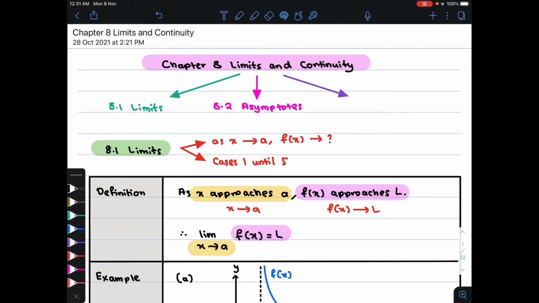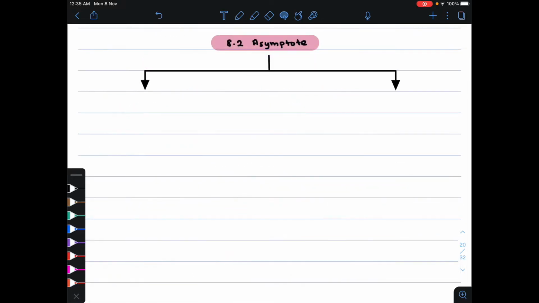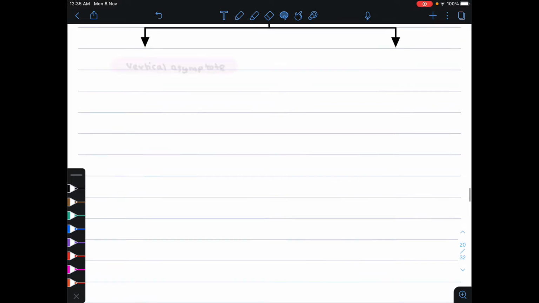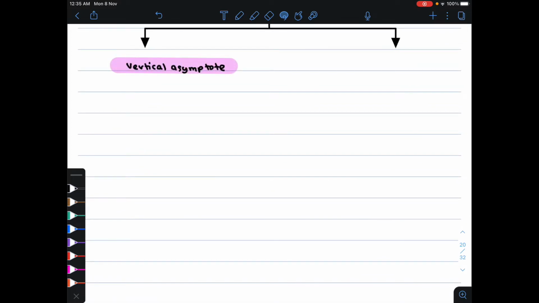8.2 is called Asymptotes, and in this subtopic, we'll be learning about two different types of asymptotes. The first one is vertical asymptote. Say that you have this x-axis and y-axis. Therefore, a vertical asymptote should look something like this. And hence, this vertical asymptote will give you the value of x.